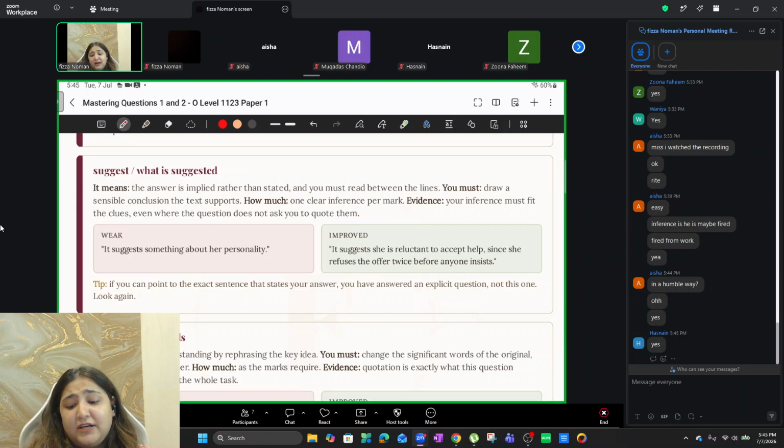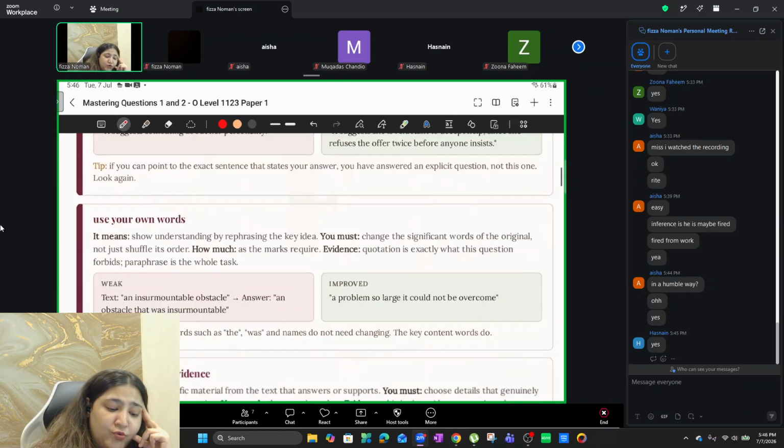This is why she is reluctant to accept help. So this is where I'm delving deeper into the idea of this person, deeper into the lines, and not just giving a statement. Make sense? This is what it suggests about a personality because I'm delving deeper into it. I'm going beyond the surface, right? So if you can point to the exact sentence that states your answer, you have answered an explicit question, not this one. So look again. Try to read between the lines. Try to offer an explanation if needed. Okay?